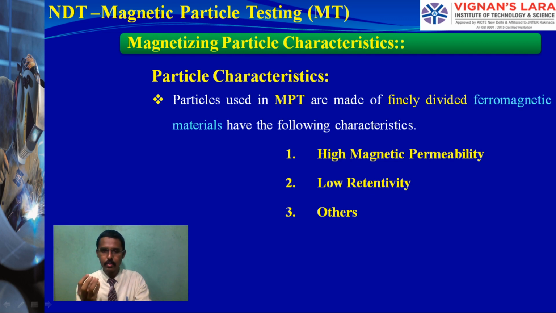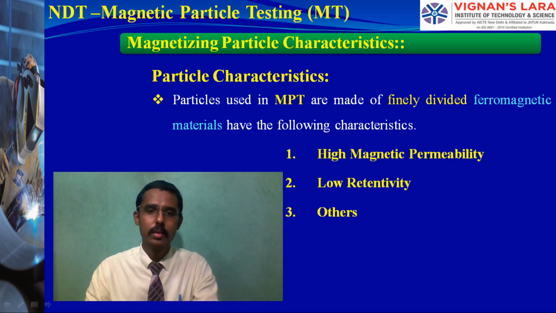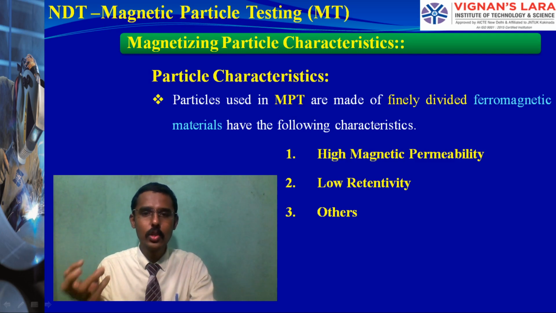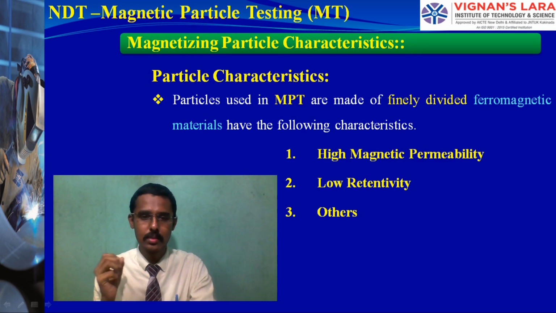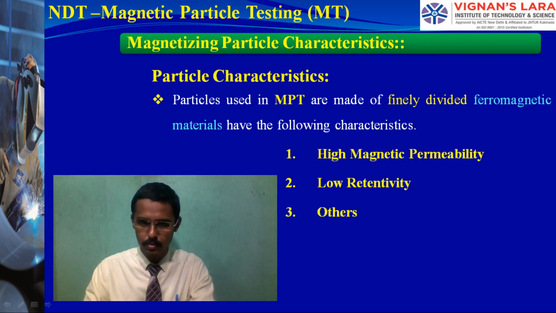But while introducing the magnetic field, by the test procedure, we are spraying some particles over there. So definitely, those particles should have some abilities or properties. And what are those particle types? We have two types: dry particle types, or otherwise wet particle types. Those things we are going to see now. See here, the particle characteristics which are used in magnetic particle testing. So particle characteristics one by one we have to see.